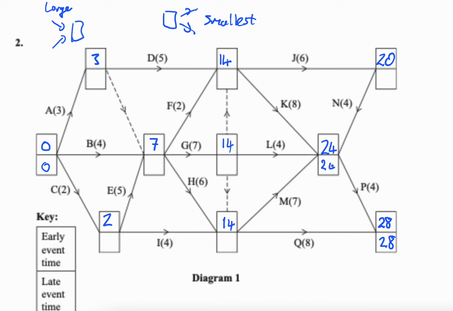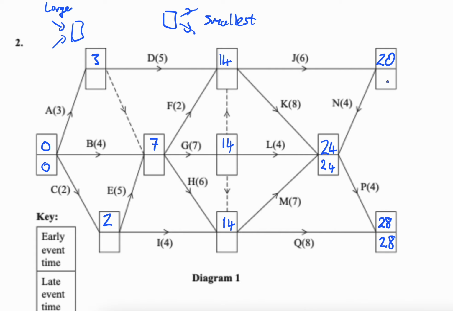What does that tell you about that node? There's no float, so it's critical, right? Because 28 minus 4 is 24. When you see the same number on top and bottom, does that mean it's critical? No, not necessarily. Very good. You're looking for the subtraction to work, not the numbers to be the same. Usually the numbers are the same, but not always, so don't use that as an assumption.